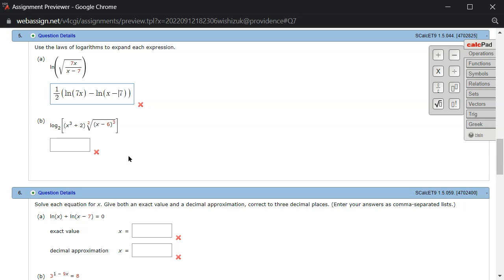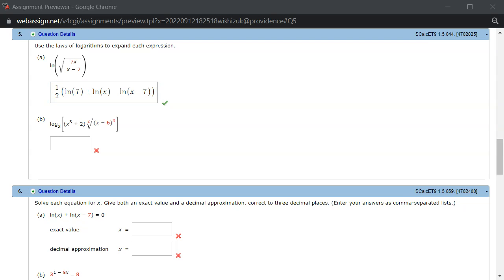So we have that. All right, then one more step we can do is here we have a 7x. It's a multiplication. So we can write it as natural log of 7 plus natural log of x. So natural log of 7 plus natural log of x minus natural log of x minus 7. Right? Let's check the answer. All right, I came back and looks like we got this one correctly.